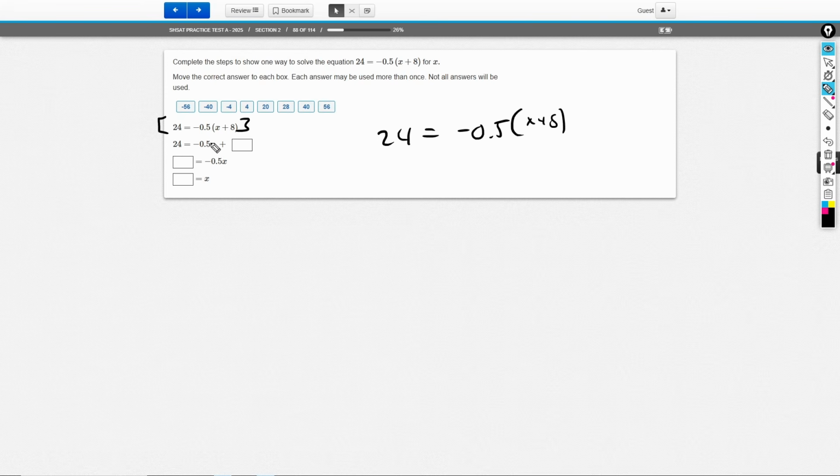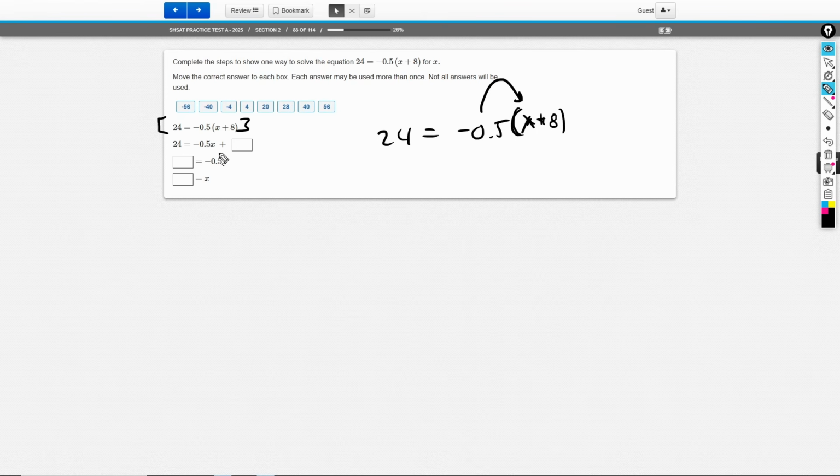Well, I don't see any parentheses anymore. This is literally just a game of what changed. So in this case, what changed was the parentheses are gone. And whenever I get rid of the parentheses, what I actually end up doing is I end up multiplying the number outside of the parentheses by whatever's on the inside.